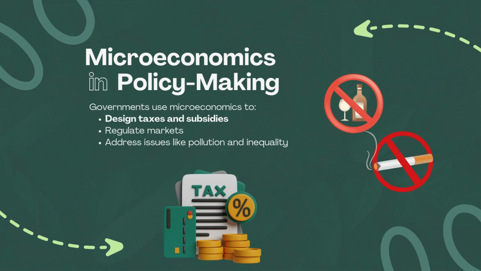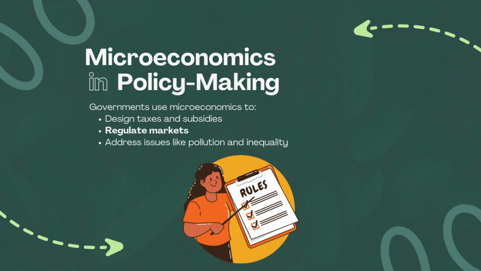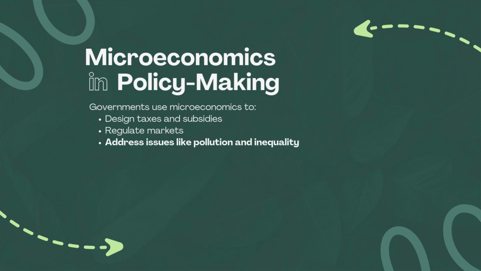Next, we have market regulation. For example, public utilities like electricity often operate under government regulation because they are natural monopolies. This regulation helps ensure that these companies do not exploit their market power by overcharging customers.